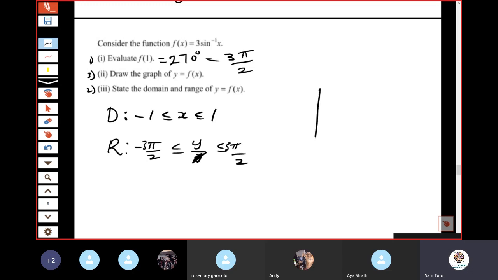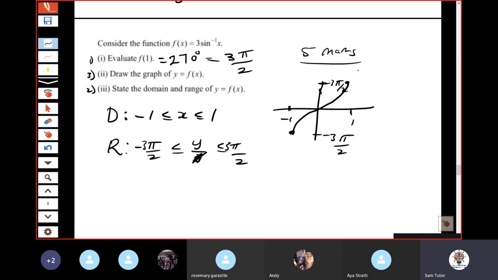Easy. And then you just draw your inverse sine. -1, 1, -3 pi over 2, 3 pi over 2. With these, it's more about memorizing the graphs and then just remembering the trick that I just showed you with your domain and range. And then it's really easy, 5 marks. It's like not even a problem.